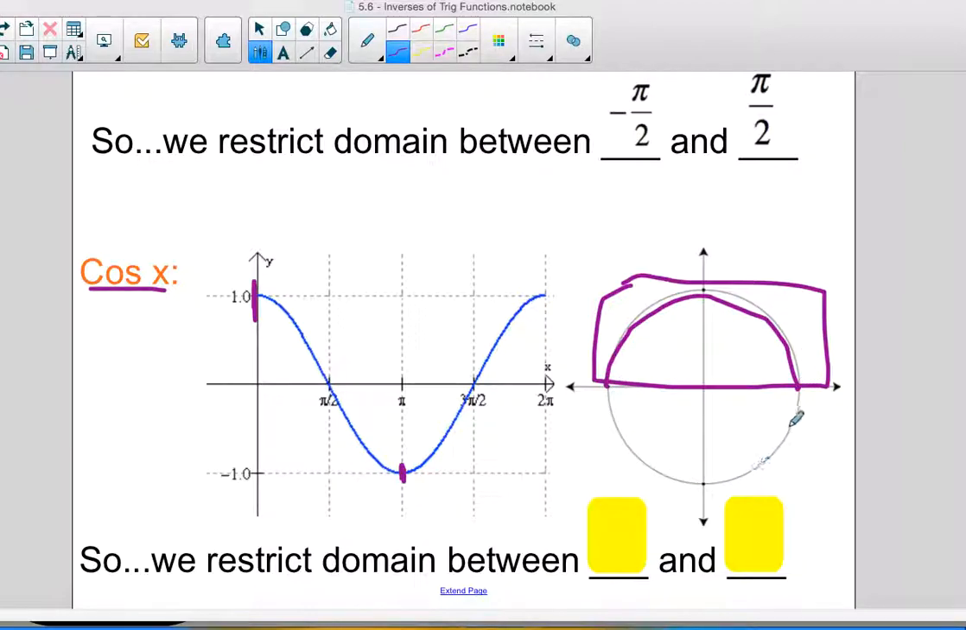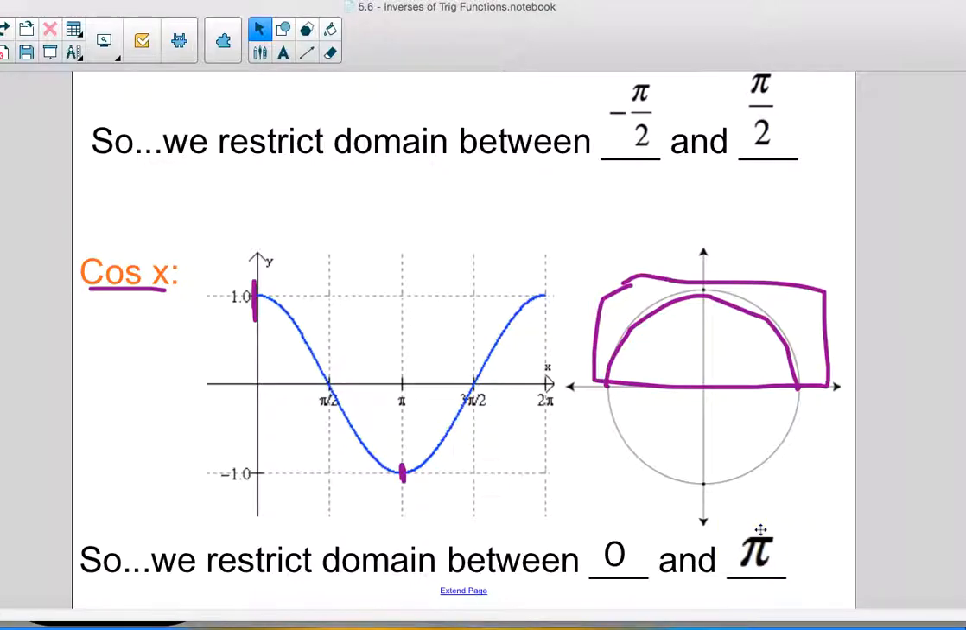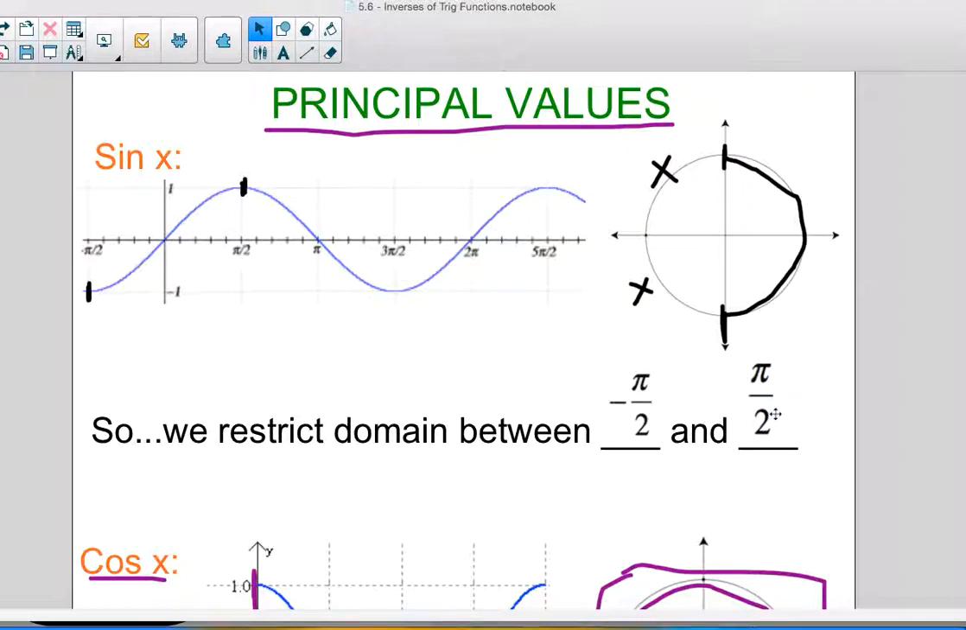We don't go into these two quadrants because if we did, we would just be repeating x values that already exist within these principal values right here. So the domain restriction for cosine, right? The principal values for cosine are between 0 and pi, or 0 and 180 degrees. Sine would be negative 90 degrees to positive 90. There are 4 trig ratios, but those are really the only 2 principal values.